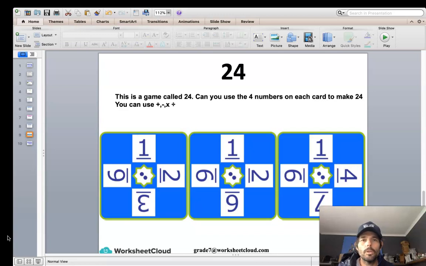But your finisher for today is the game of 24. By now, I'm sure you know you need to use each number on a card and a combination of the operational signs to come up with the answer of 24, and also see how many different ways you can come up with the answer of 24.